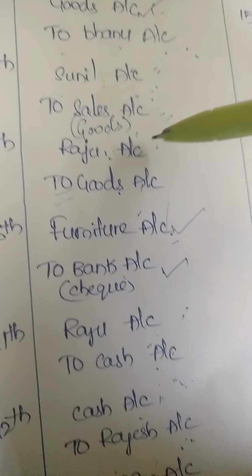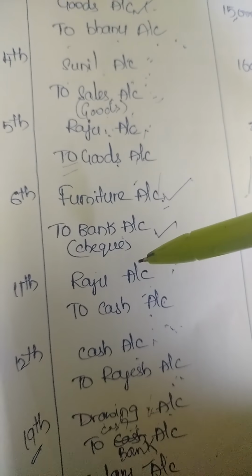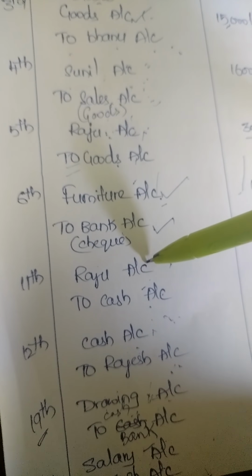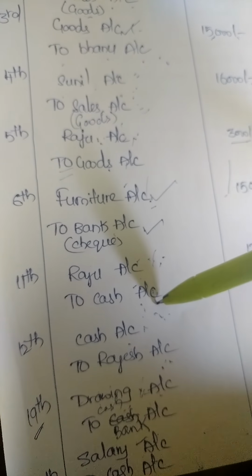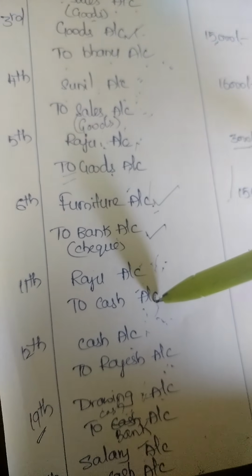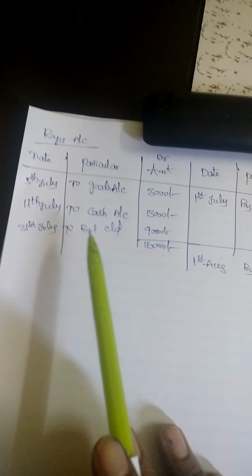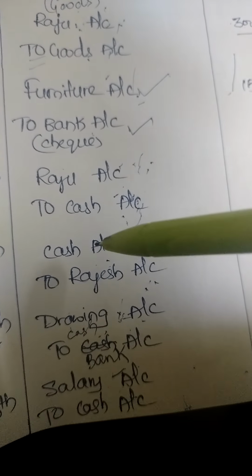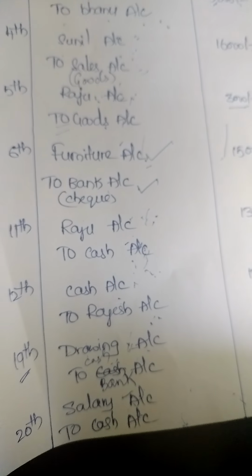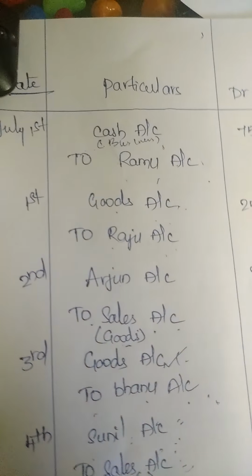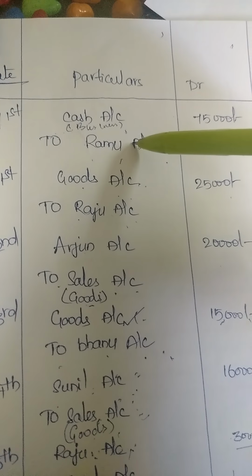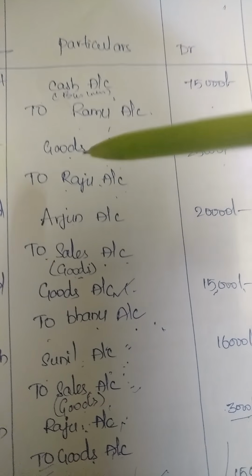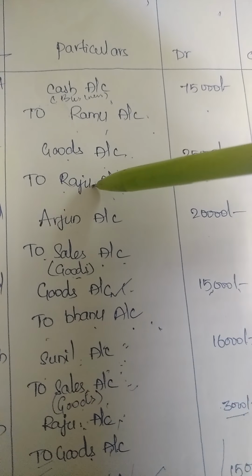Next, same Raju account, one transaction done. Any more transactions? Yeah. On 11th July we have one more transaction, that is Raju account to cash account. So right here 11th July to cash account, the amount is 13,000 rupees. Any transactions are there with the name of Raju? No. Then to Raju. To Raju means any transactions with to Raju? Yeah. One transaction we have, that is with to Raju.